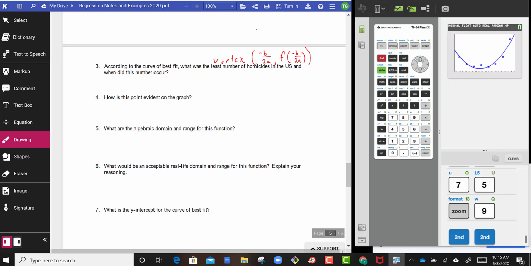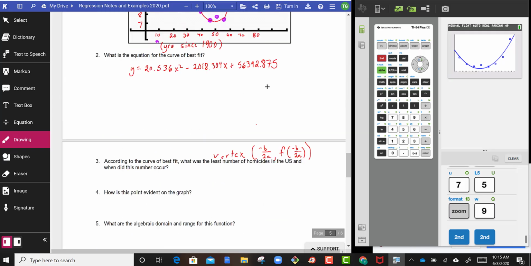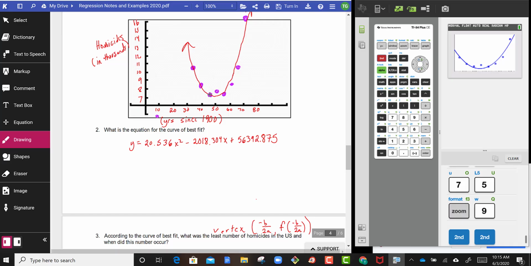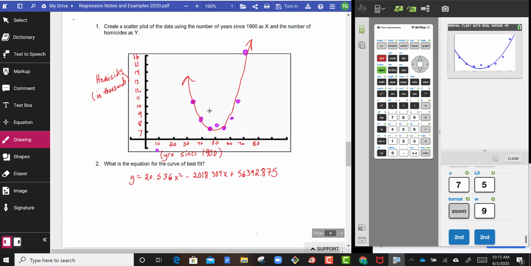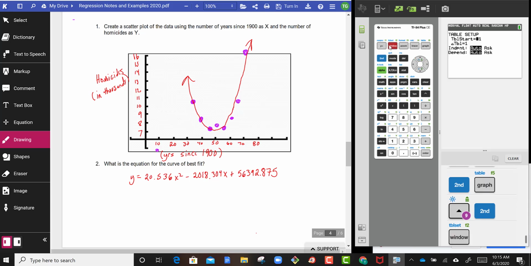Before I do look at the table, I just want to take a quick look at about where the vertex looks like it exists. It looks like somewhere around 1950. And of course, this is a very approximate sketch. But that tells me when I go to my table, I want to scroll to where x is 50. And remember the shortcut, second window, and you can tell your table you want it to start at 50, or I'm going to use 40, a little bit before the vertex, and then go back to the table.